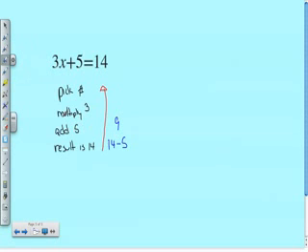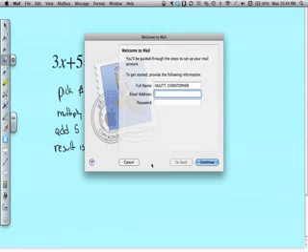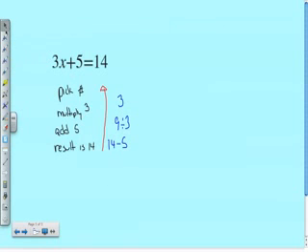We work in the opposite direction, and we know that we start with 14. The opposite is to subtract 5. 14 minus 5 is 9. The opposite of multiply is to divide by 3, and our number picked is 3. Everybody is good at handling that.